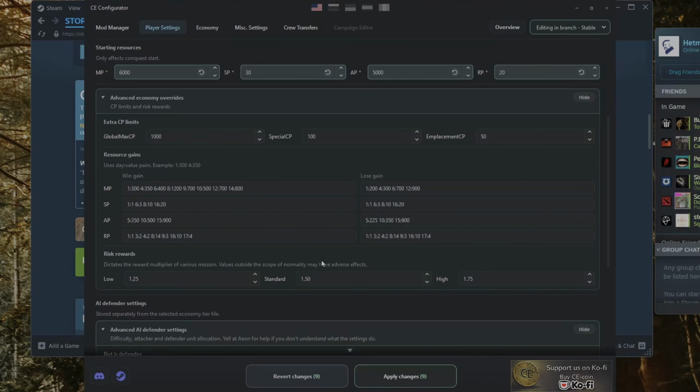Below that, there is a risk reward. And you remember, whenever you start a Conquest battle, when you select the map, they come with the star rating from 1 to 3.